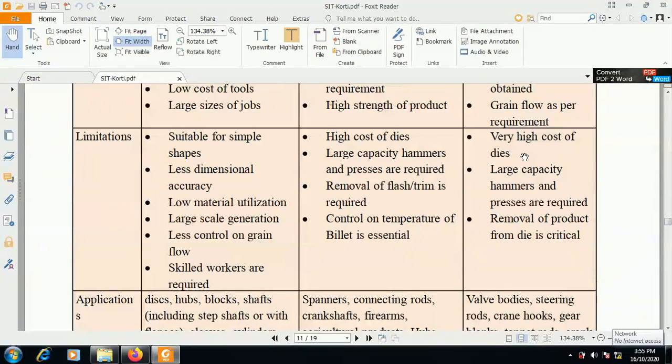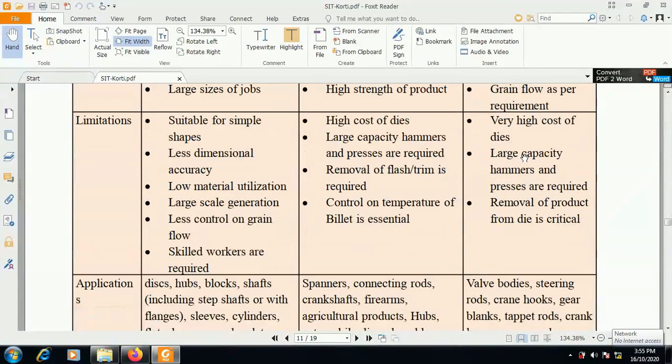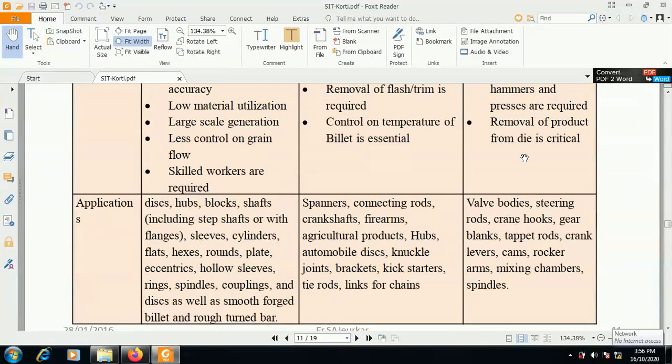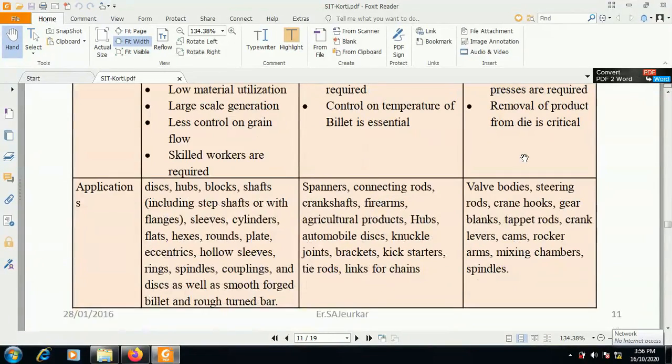Here very high cost of the dies. Here dies design should be such that it is easy for us to remove the product after its complete deformation. Large capacity hammers are required in case of this flash ledge forging. Removal of product from the die is critical. I told you at the start only. Now we will see the applications of this open die, impression die and flash ledge forging.